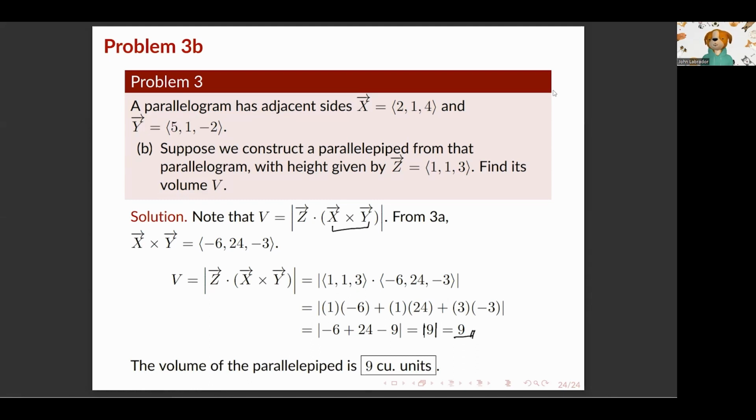So sadly, that would be the end of the problems. If you have time, you can review more about the dot product and cross product. So thank you for watching and good luck.